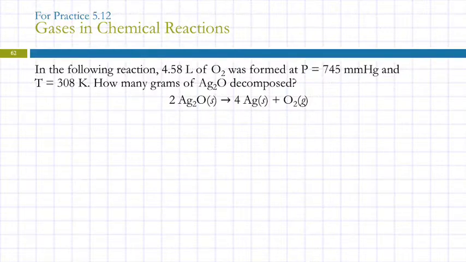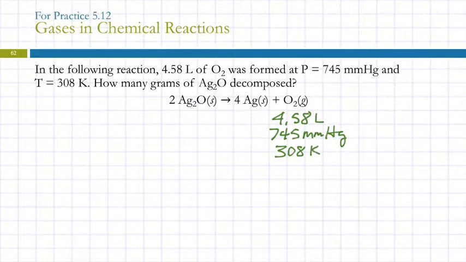So we're going to use the equation to organize our information. So the volume is the volume of oxygen, 4.58 liters. And they tell us what the pressure is, 745 millimeters of mercury. And the temperature is 308 Kelvin. So there's our volume, our pressure, and our temperature. And then what are they asking us to find? Grams of Ag2O.